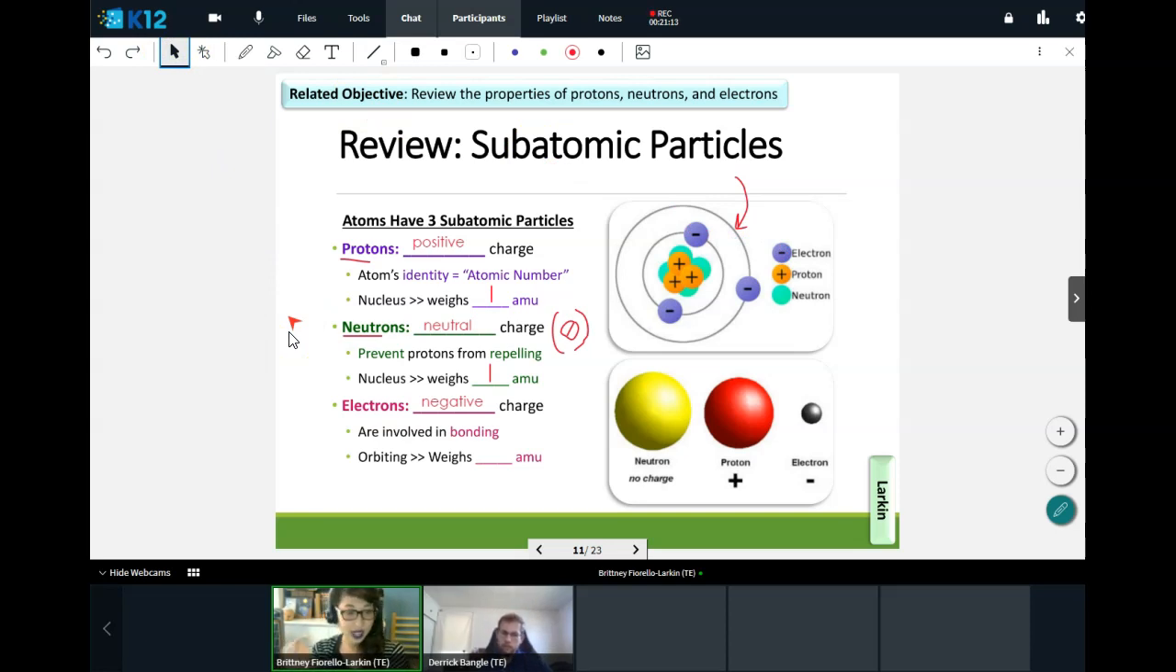They're also very tiny. Electrons are on the outside of an atom and are very tiny, and so they can hold hands with other atoms. Again, that process is called bonding. Now, they are on the outside of the nucleus. They're not in the nucleus, so they actually have negligible mass.